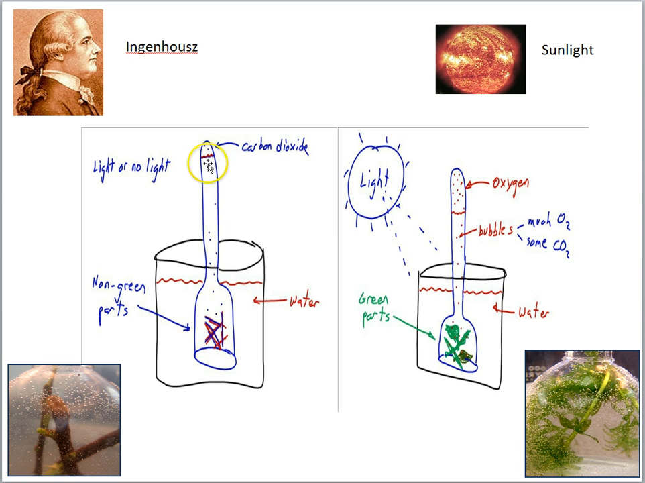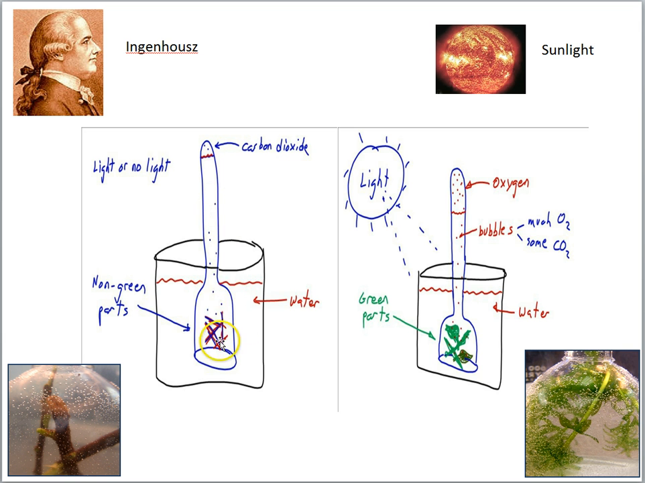And the reason for having this thing filled with water to begin with is so that any gases that are produced by the non-green parts will bubble up and simply collect up here in this part of the tube, and then he can retrieve that gas and identify what kind of gas it is. And when you have the non-green parts of a plant in the bell here, they produce little bubbles that collect over time, and you sample that gas, it's carbon dioxide. And it doesn't matter whether you shine light or no light on the non-green parts, they're always producing carbon dioxide.